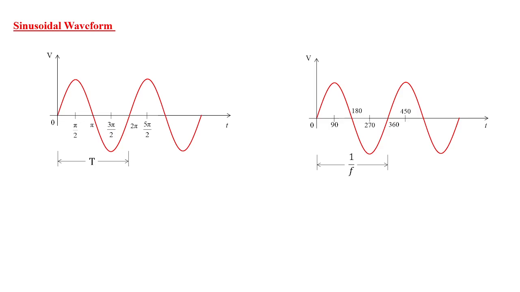So first we will try to understand what is a sinusoidal waveform. Here you can see a single phase sinusoidal waveform, or it is called a sine waveform. In figure A, you can see the waveform is represented with T, that is the time period, and under frequency analysis, it is denoted by 1 by F. Here you should know that the frequency and time are reciprocal to each other.